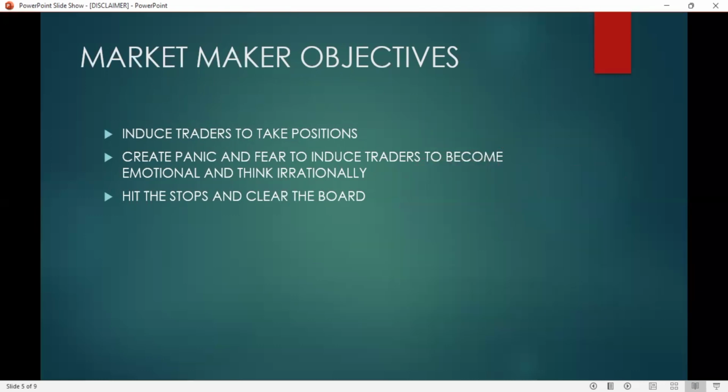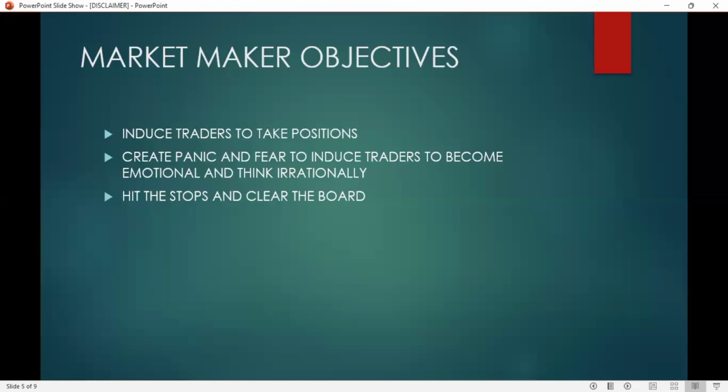Now, what happens to you as a trader? You feel frustrated and painfully close your positions in losses. Now, this means that the market maker has been able to sell to you at a certain price and buy it back from you at a discounted price or at a lower price. Now, what does that mean? That you've made some losses, but the market maker has made some gains. Okay, so that's one major objective of the market maker.